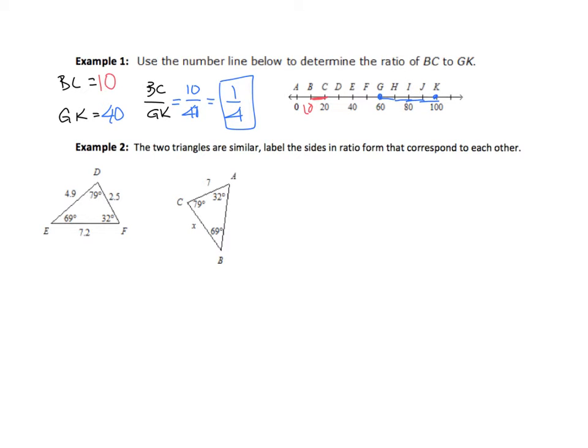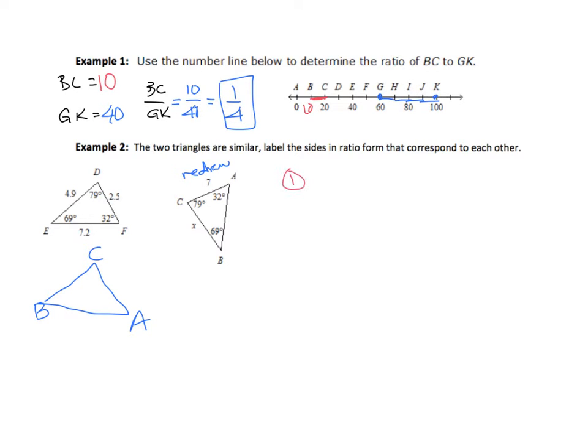Next example, the two triangles are similar. Label the sides in ratio form that correspond to each other. Now, if you need to, you may want to redraw the two triangles so they actually line up perfectly. So this would be C, that is B, that's A. Just so it makes it a little bit easier so that when we label our sides, we can get them correct.